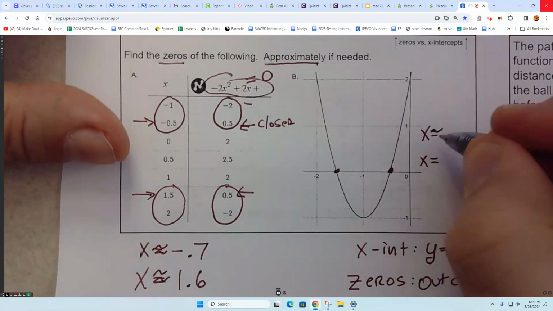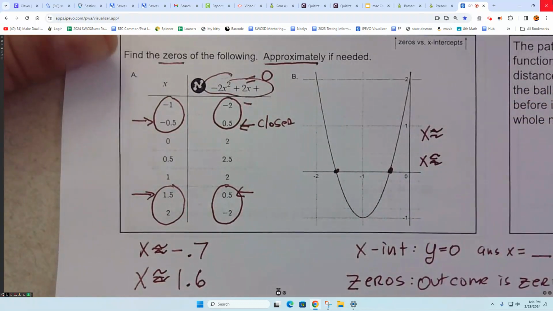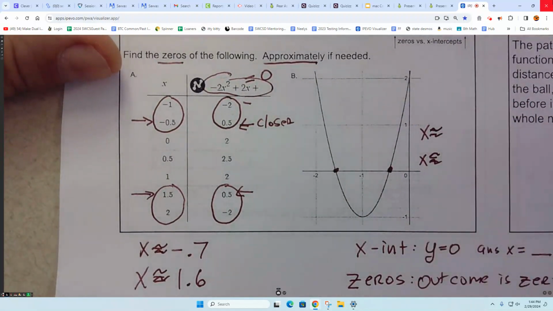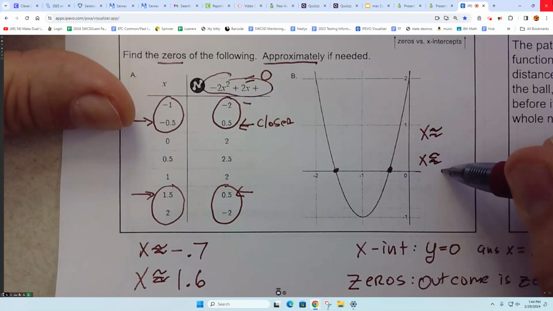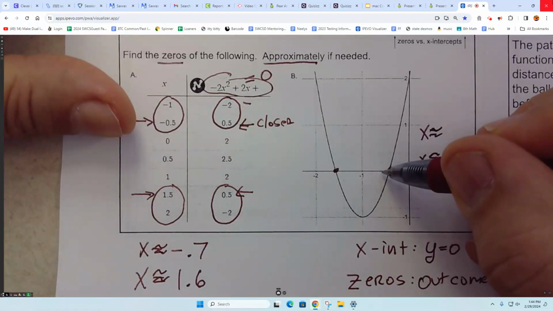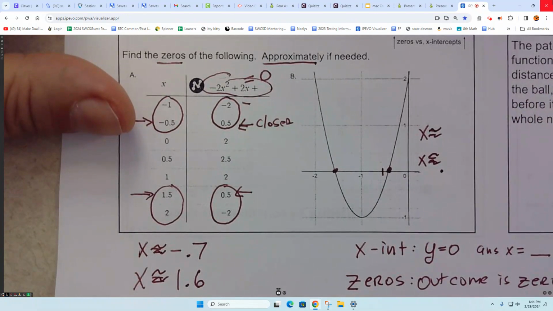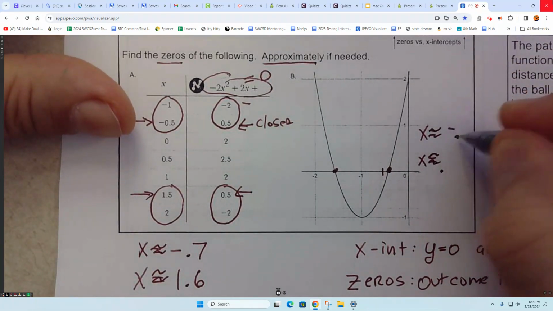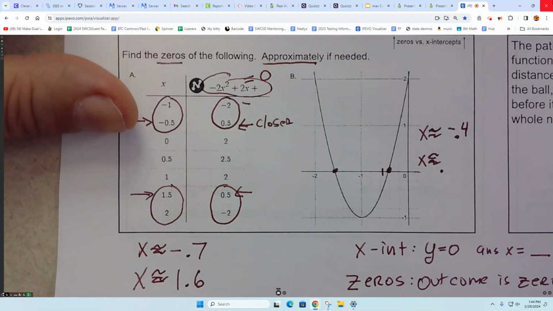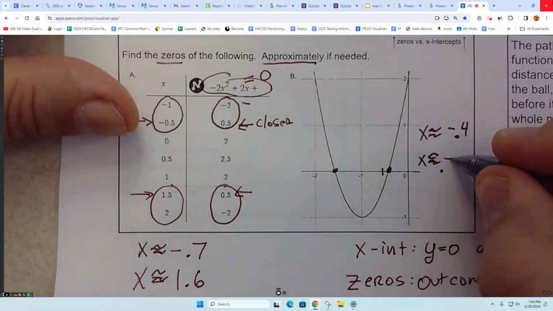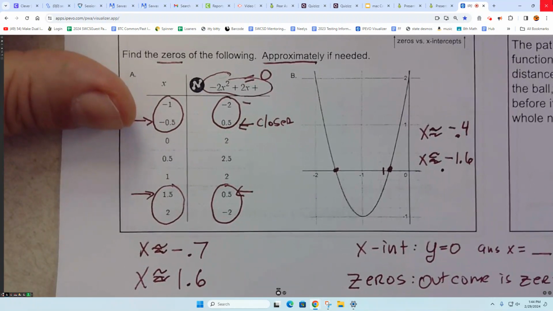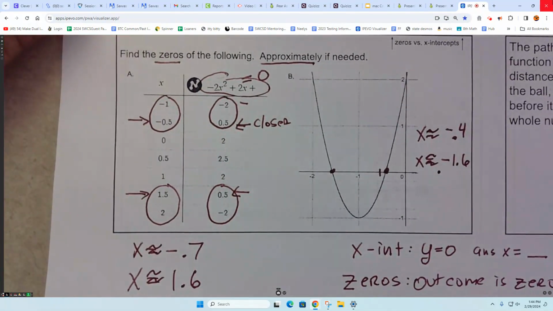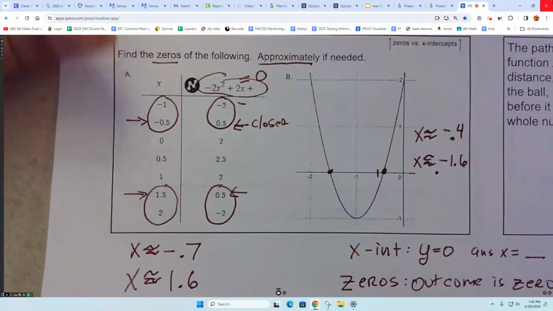Somebody give me an approximation of one of those zeros. 0.5. Now, I don't like 0.5 for two reasons. One, 0.5 would be over here. Negative 0.5, I think negative 0.5 is right in the middle. I like negative 0.4. I also like negative 1.6, love it. If you said negative 1, I would definitely mark it wrong, but you have to be in that ballpark.